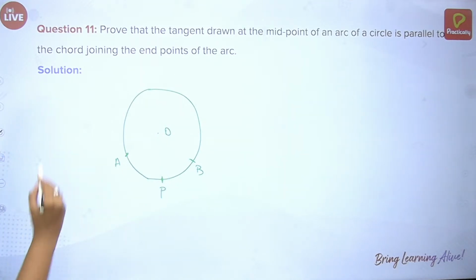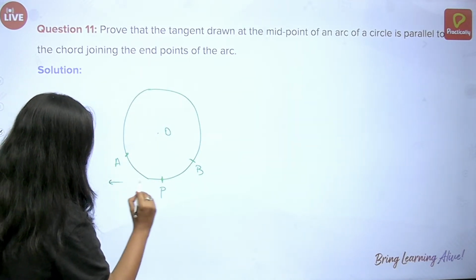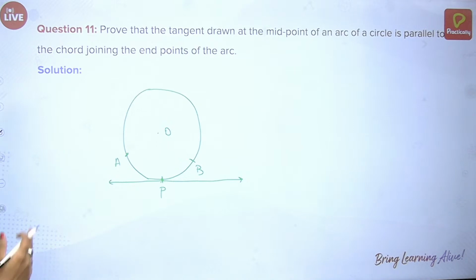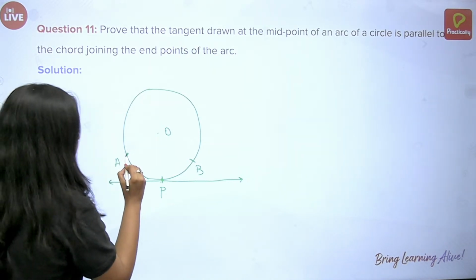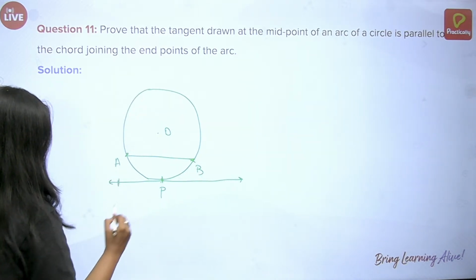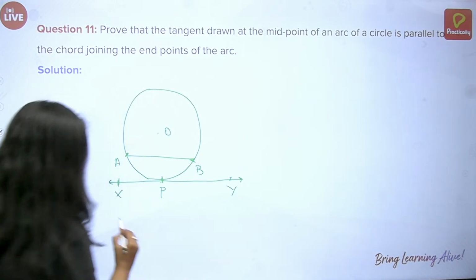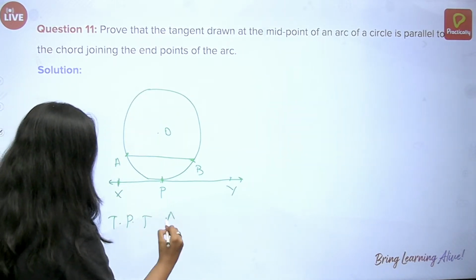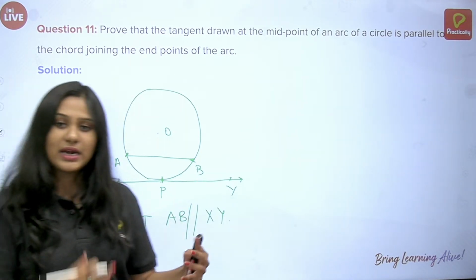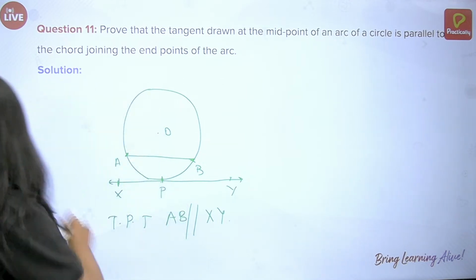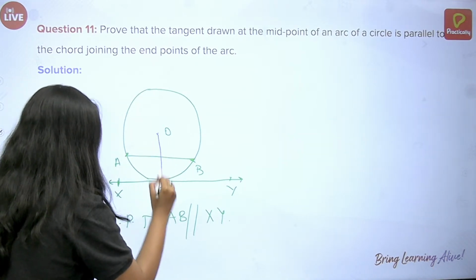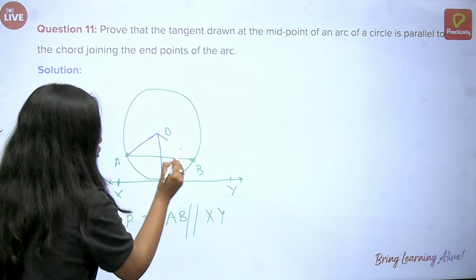Now, the tangent drawn at the midpoint of the arc is parallel to the chord joining the endpoints of the arc. Okay. So we have to prove that. Let me take this X, Y. So to prove that AB is parallel to XY. So this we have to prove. Let us see step by step how do we do it, okay? So first things first, join OP, join OA, join OB.